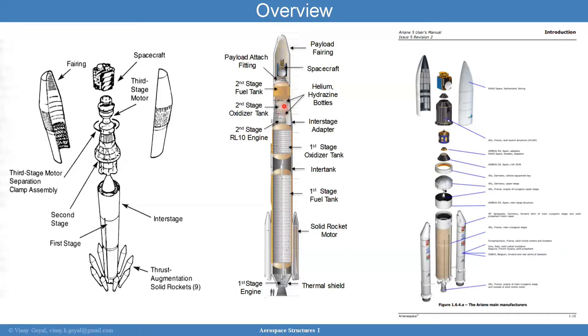Once you have these tanks together, you're also going to have intertanks. So for example here, you see a separation between the oxidizer tank and fuel tank. This intertank provides space.